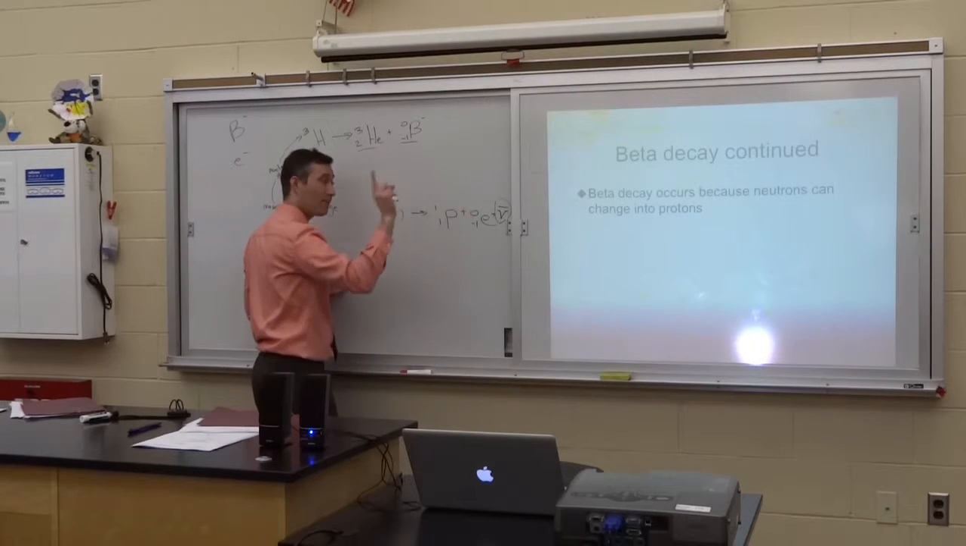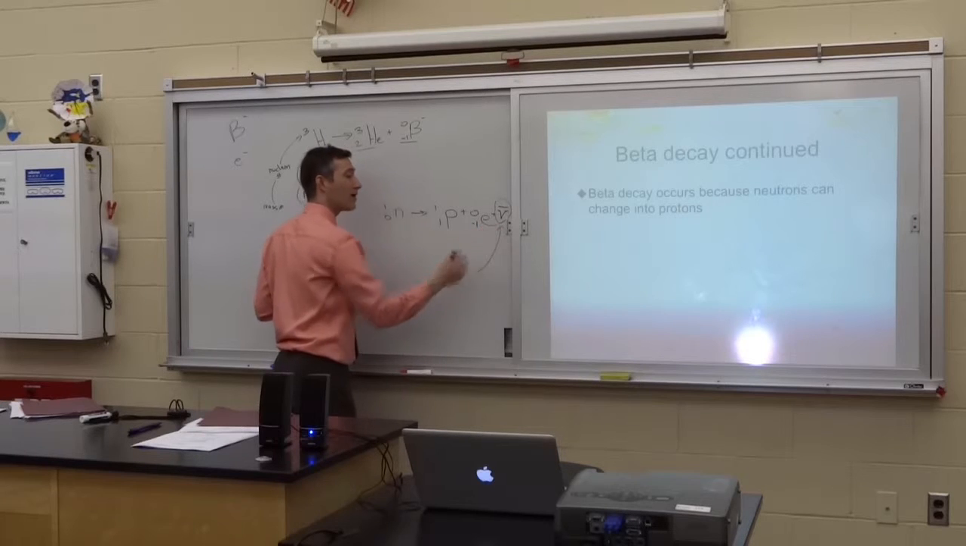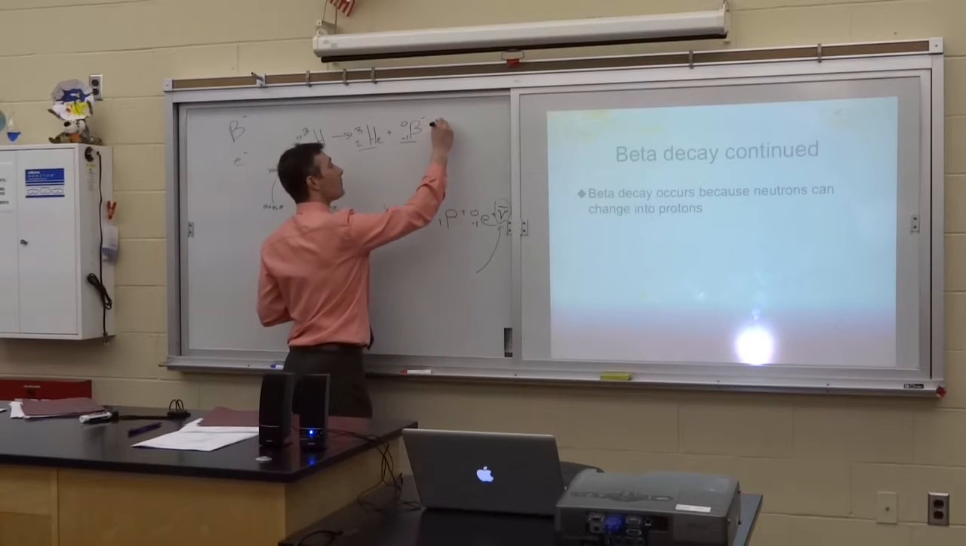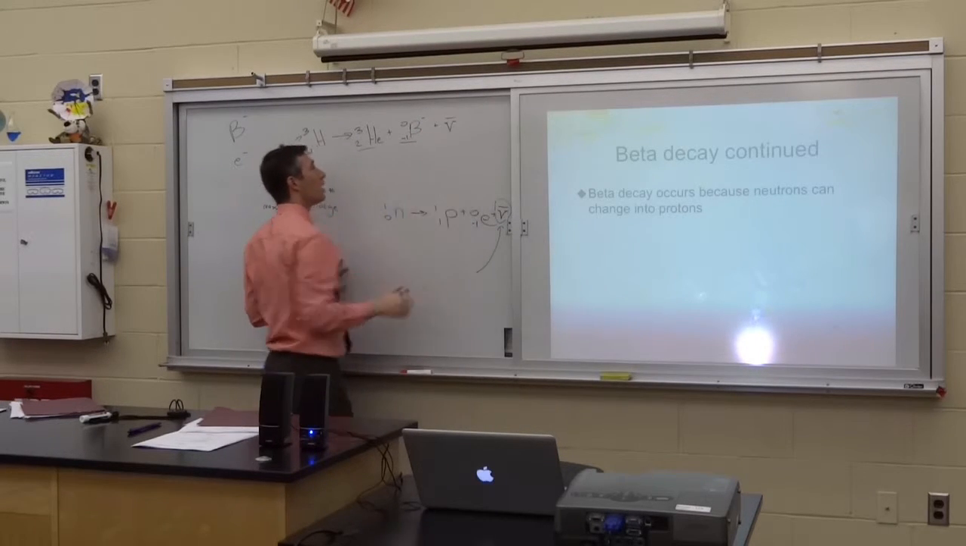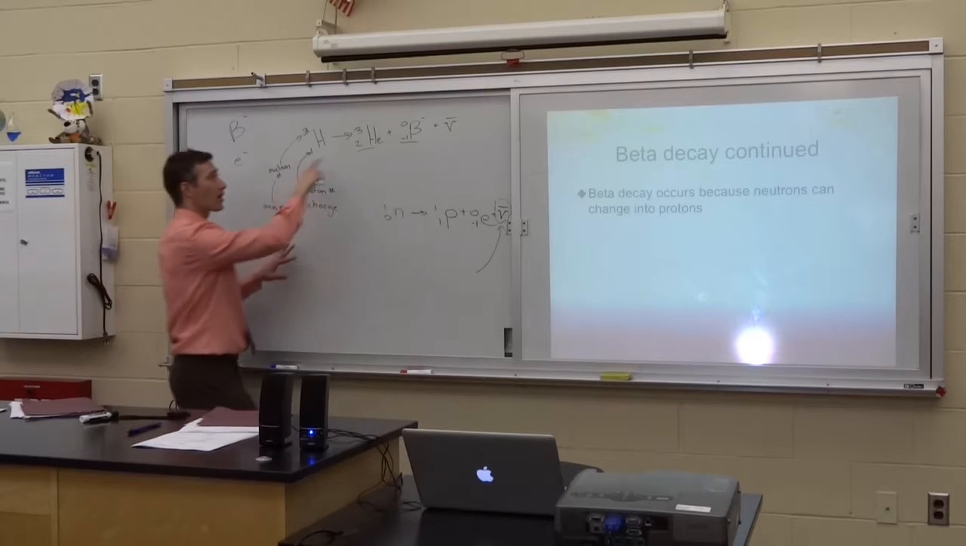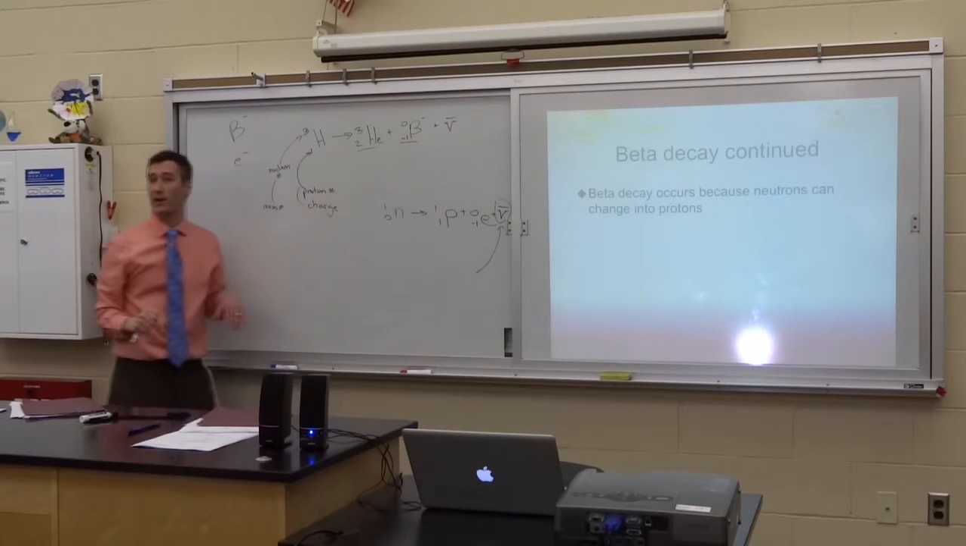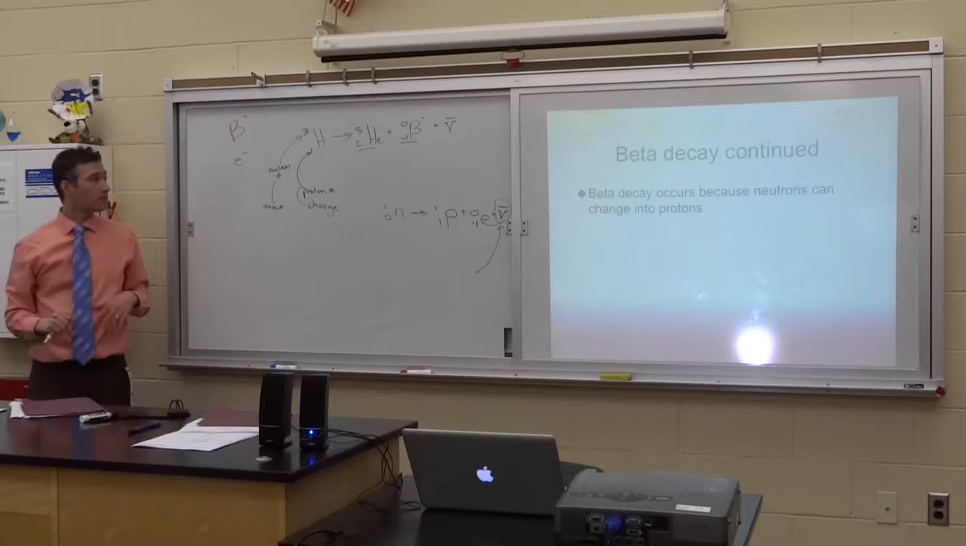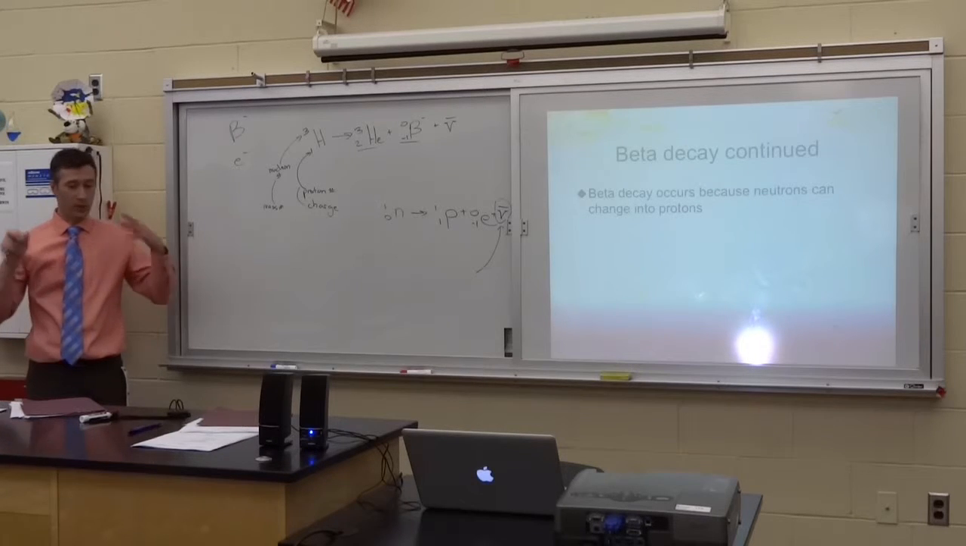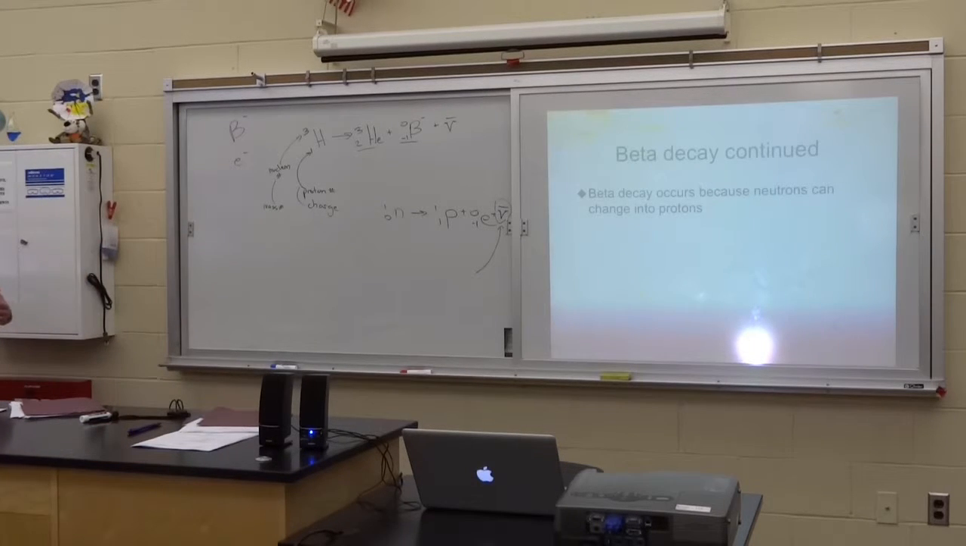And IB says we need to be aware of that anti-neutrino, right? So when we do beta decay, we are going to include the anti-neutrino with our products. Okay? So again, IB says we do need to know about the anti-neutrino, and that happens anytime we have beta decay. So what the heck is an anti-neutrino?